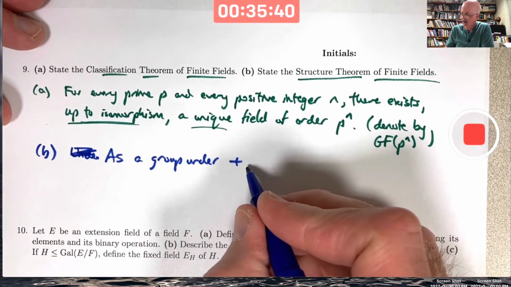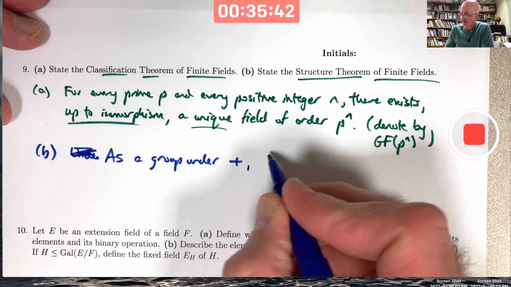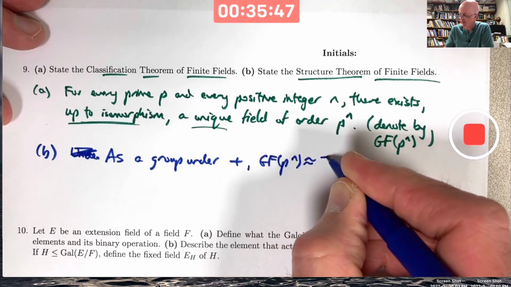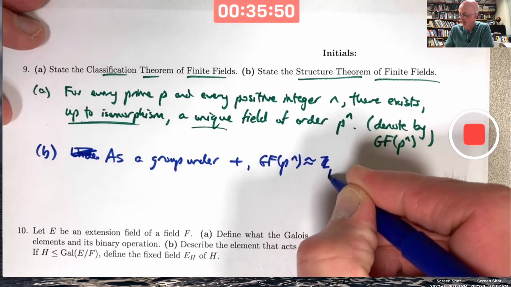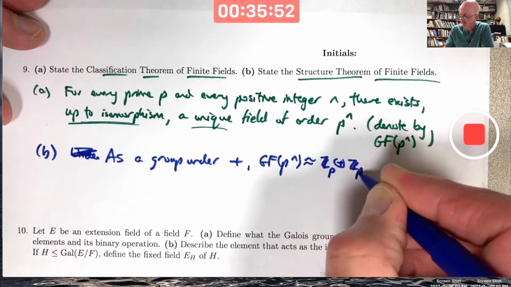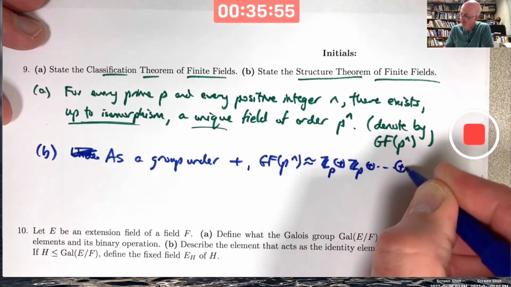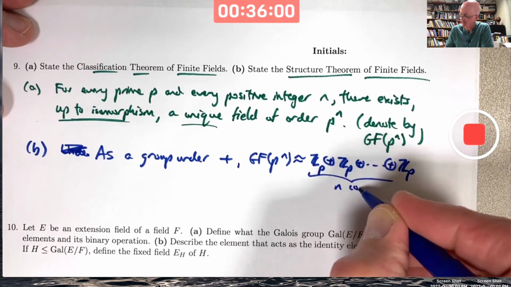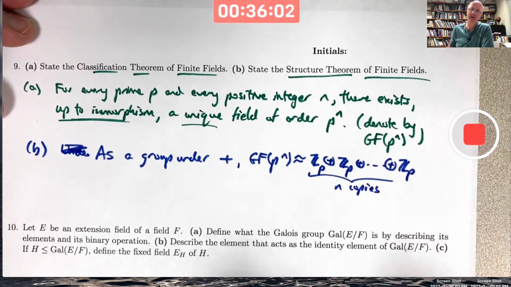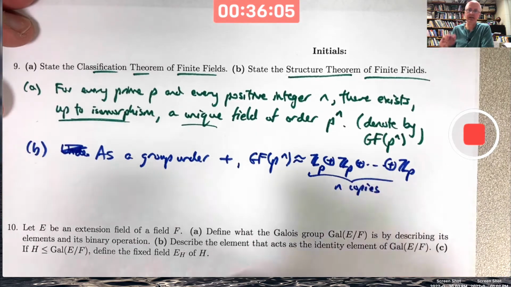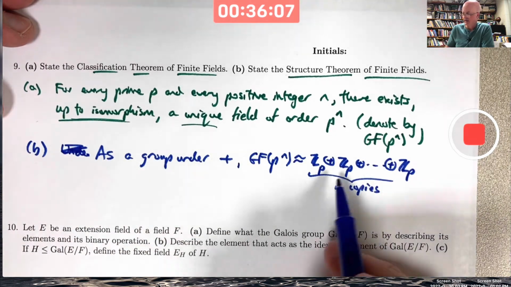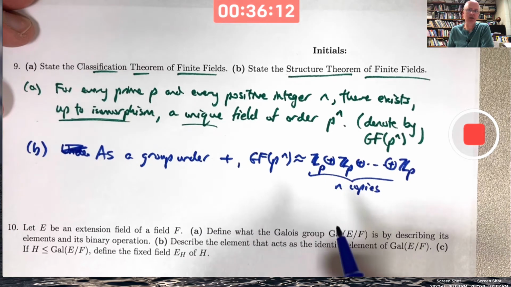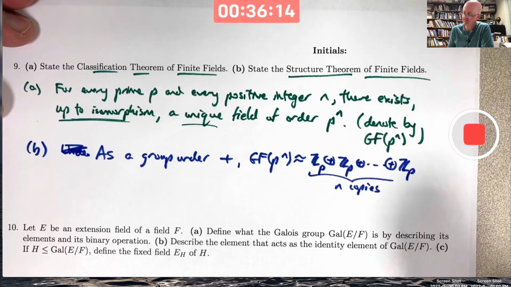As a group under addition, GF p to the n is isomorphic to the external direct product of Z_p with itself, where you've got n factors, n of those Z_p's, n copies. External direct products like this, technically speaking, are defined to be, in this case, ordered n-tuples, where in this case the addition would be done component-wise, just like with vectors.